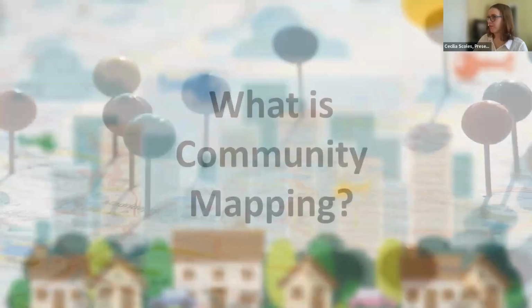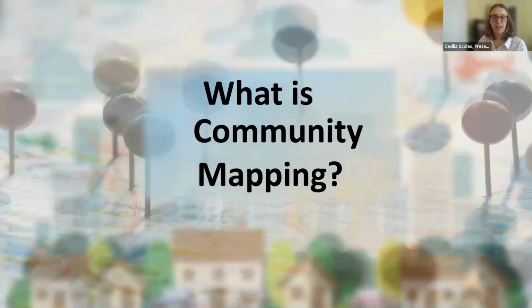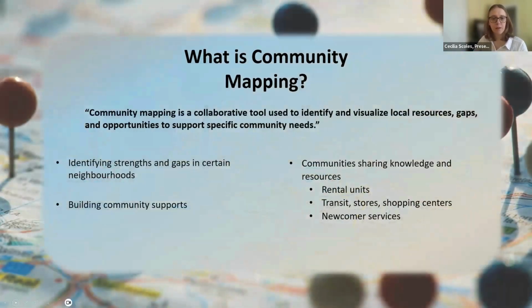Okay. So what is community mapping? Ultimately, community mapping is a collaborative tool used to identify and visualize local resources, gaps, opportunities, anything that's specific to the community and the community's needs. Think of it kind of like a digital bulletin board or some kind of collaborative tool made by the community for a specific issue that's important.